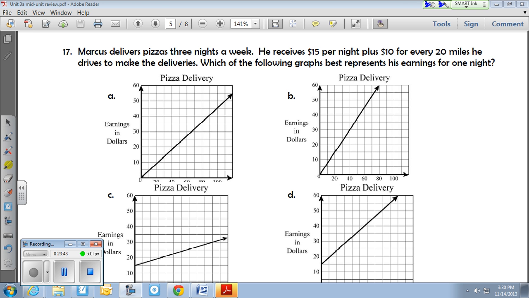So it can't be A and it can't be B. So if he doesn't drive anything, he at least gets $15. And then $10 for every 20 miles. And let's see. It looks like I have this hidden on here, but your answer is going to be D, because for every 20 miles it's going up $10, and it looks like it's only going up $5 on letter C. So that's only a $5 for 20 miles. And this represents $10 for 20 miles. So D is your answer.